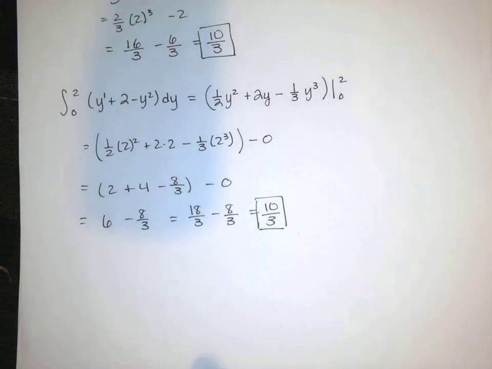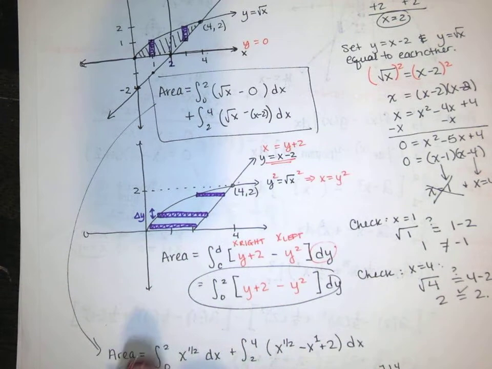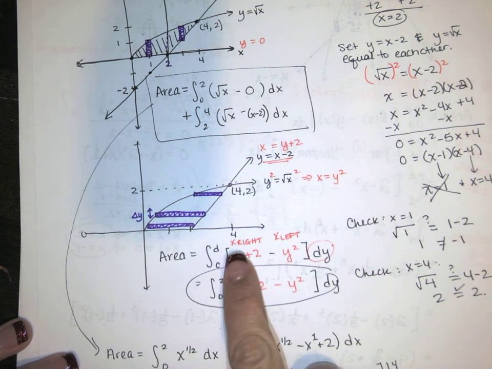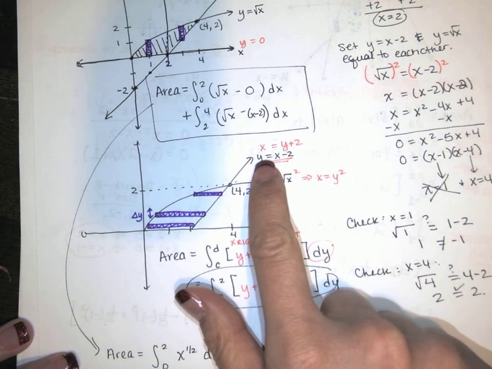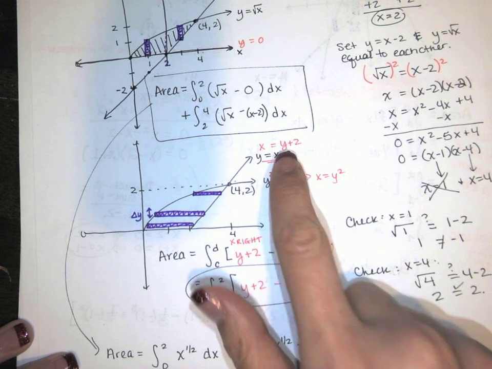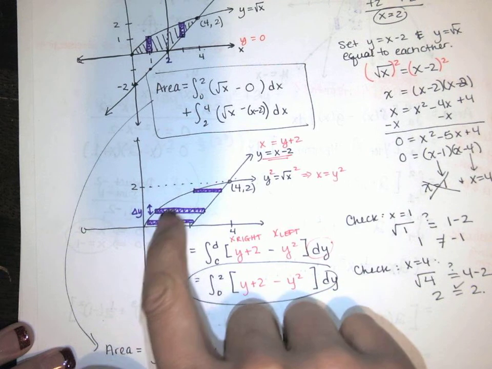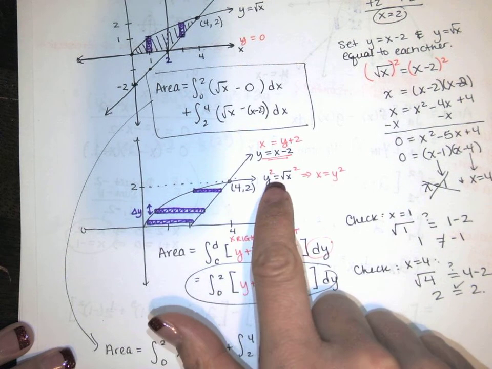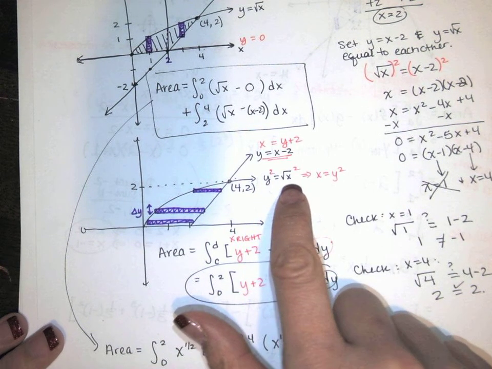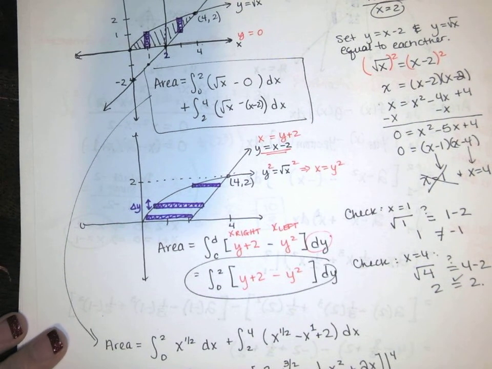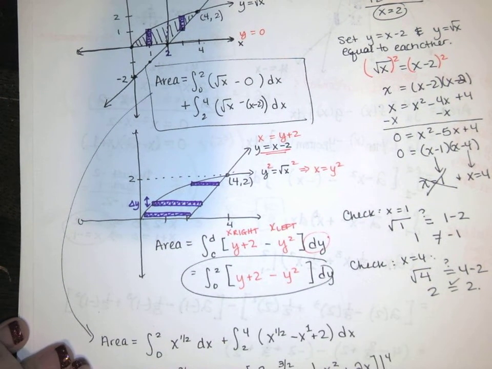So you can see this was much faster and easier, but you did have to be careful. You need x as a function of y on the right. So x on the right was given by this equation, but I needed to get x by itself first. And I need x as a function of y on the left as well, also given by y equals square root of x, but I need to get x by itself first, so I can find out what x is in terms of y and substitute that in. And that's it for that one.